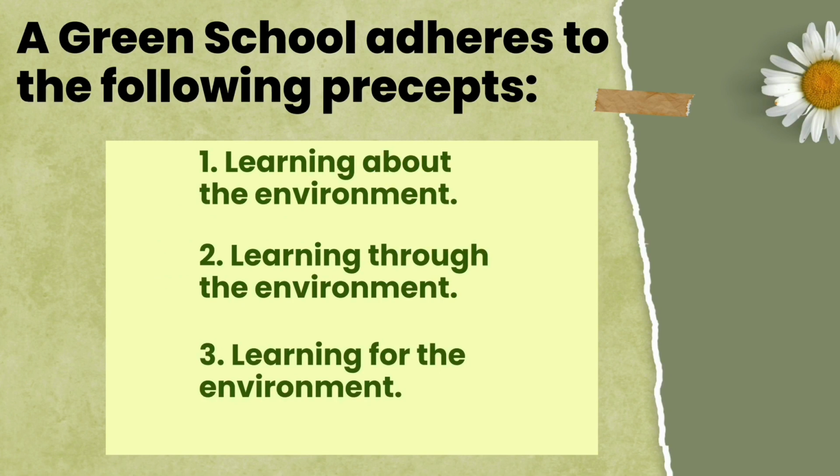The principles of a green school are underscored by three core precepts. Number one, learning about the environment. Here, it focuses on knowledge acquisition and understanding of environmental issues. Number two, learning through the environment. Here, it emphasizes experiential learning within and beyond the classroom. Number three, learning for the environment. Here, it cultivates a sense of responsibility and stewardship towards the environment.